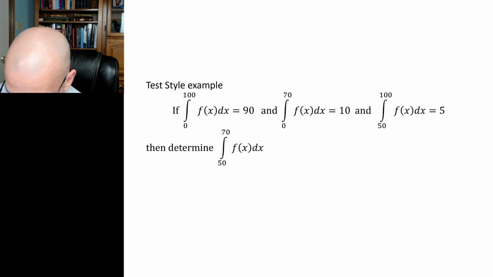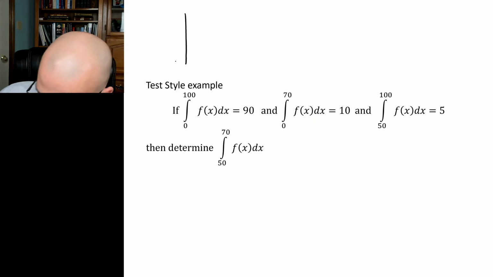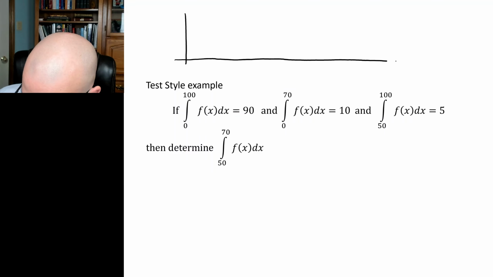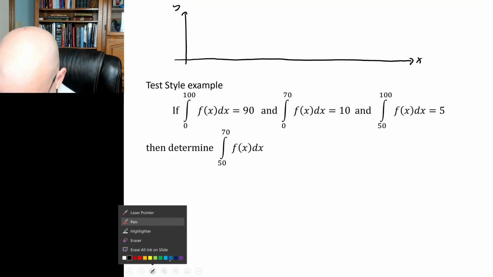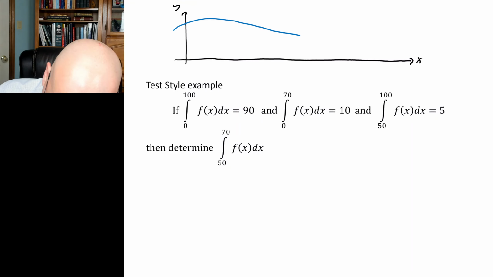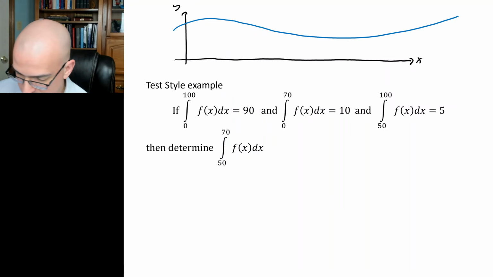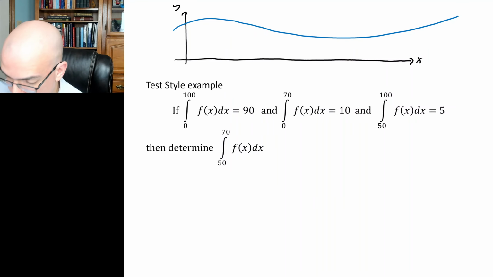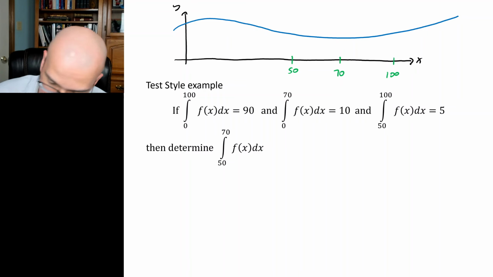So I'm going to draw a picture for this one. This one calls for a picture. Okay, and then we're going to write down our special points. 50, 70, and 100 are our special points.